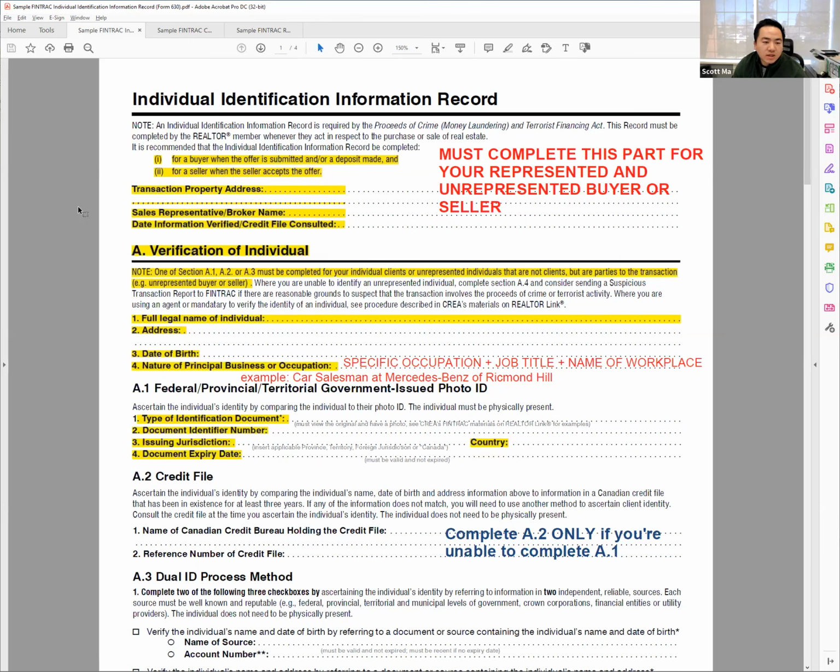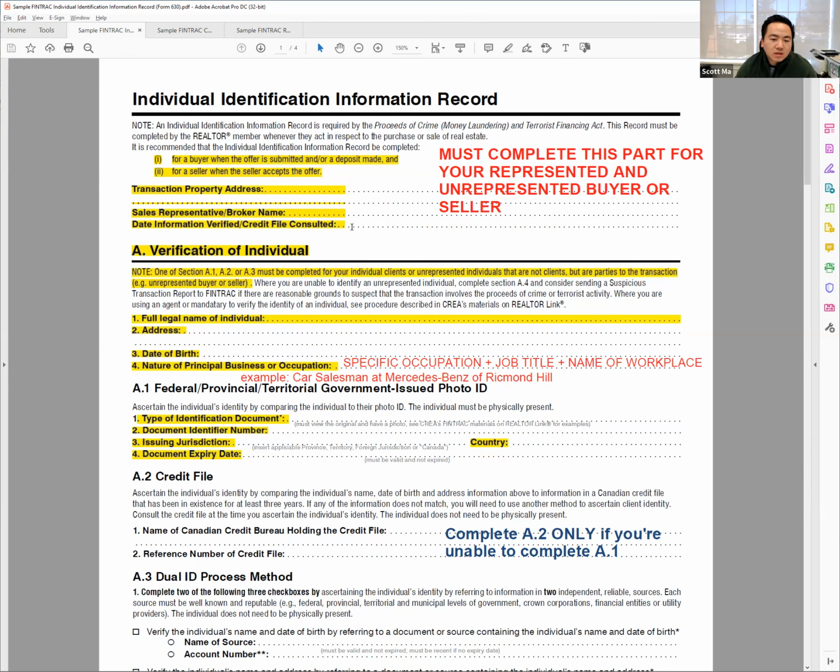So if you're doing a listing agreement for a residential property, or putting an offer on a property, you need to fill out the form. You see here it is very clear: for a buyer, when the offer is submitted or a deposit is made, or for a seller, when the seller accepts the offer. You need to put in the transaction property address, your name as the sales representative or broker, and then the date that you verified the information.